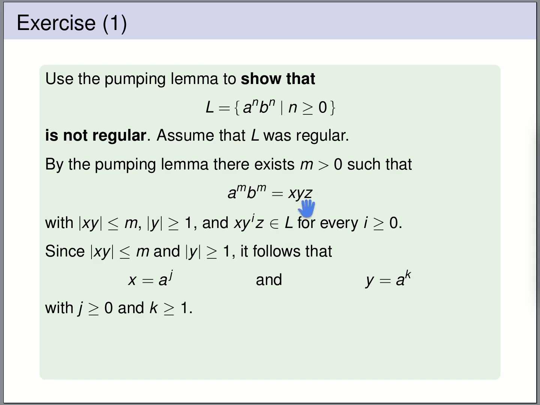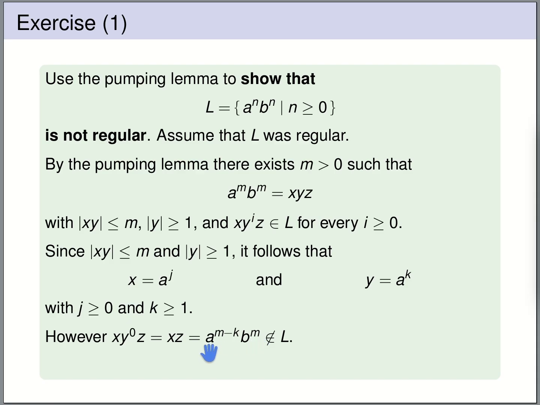Now, what happens if we pump? Let's say that we take i equal to 0. For i equal to 0, we basically drop the y, we just take xz. What do we get? We get x y to the power 0 z, which is just xz. This means we remove this y, which consists of k a's. We remove k a's from this first part, so we get a word of this shape: a to the power m minus k, b to the power m.